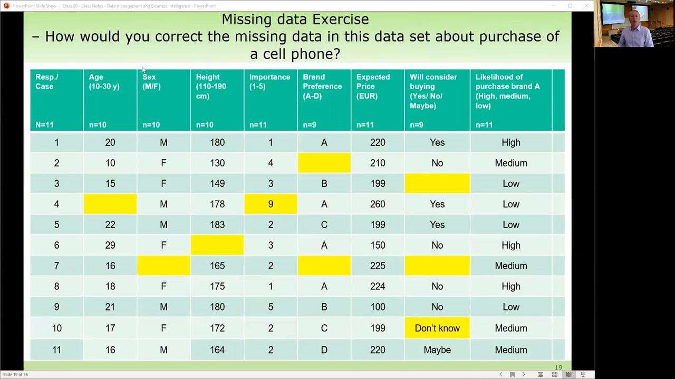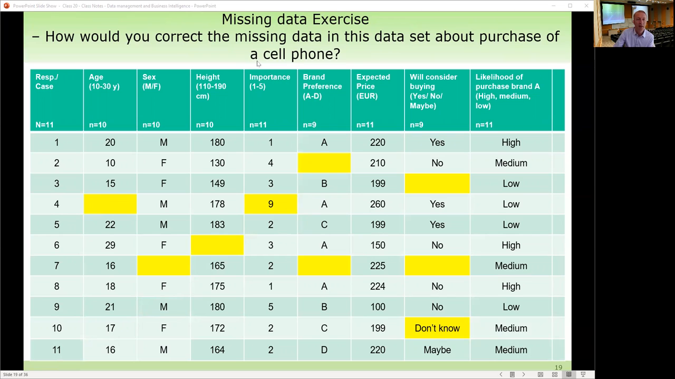Here you see an example of a missing data set. And here you can see, for instance, under age, that we have respondent number 4 where we don't have the age. So the discussion then becomes, what do we do with this respondent? And there are different ways to deal with it, and I'll talk a little bit about that in a second.